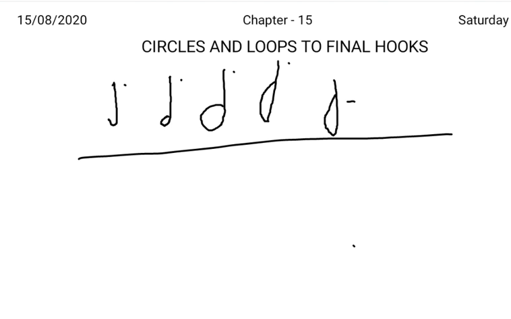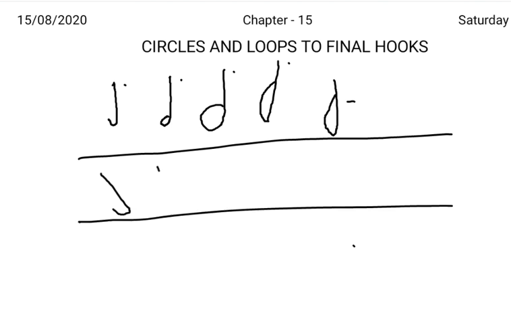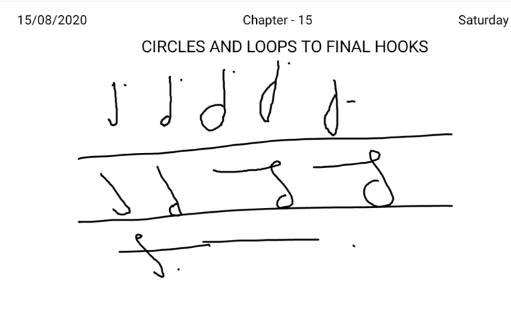Other examples: pen, pens, expense, expenses, spin, spins, spinster, etc.